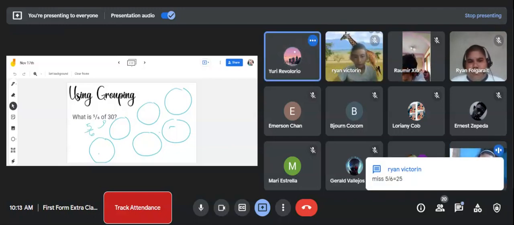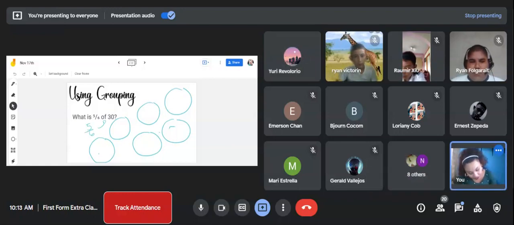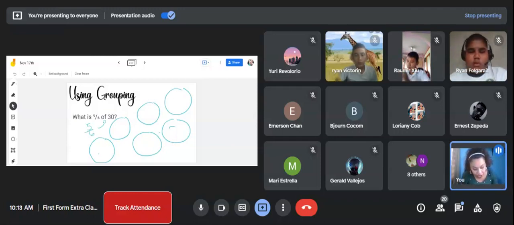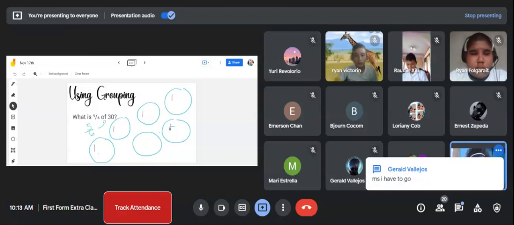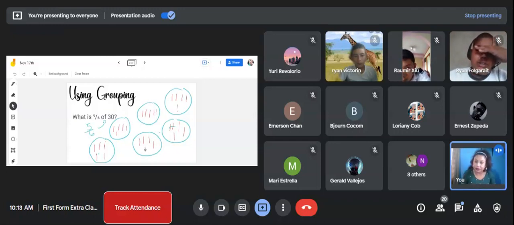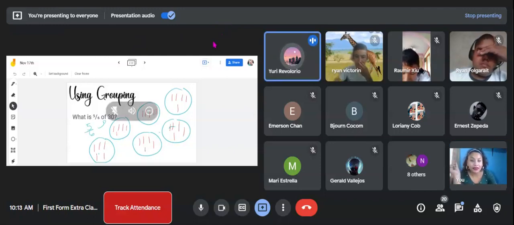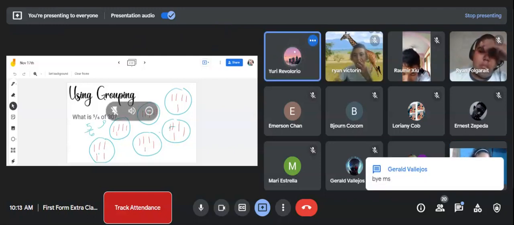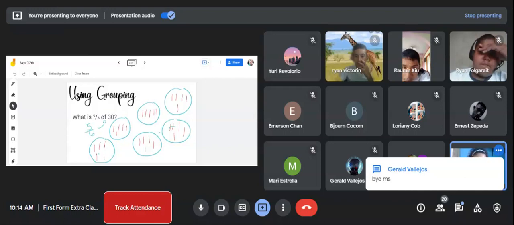Because the 30, I need to count, and I'm going to do it one by one this time. I'm going to count to 30, right? And each time that I count, I'm going to put 1 in each circle. So 1, 2, 3, 4, 5, 6, 7, 8, 9, 10, 11, 12, 13, 14, 15, 16, 17, 18, 19, 20, 21, 22, 23, 24, 25, 26, 27, 28, 29, 30. And I have all of those things.